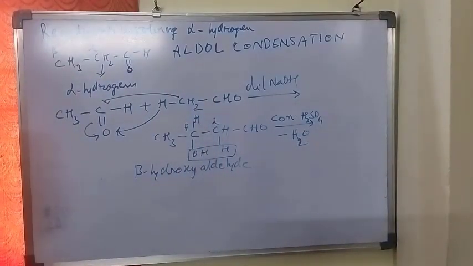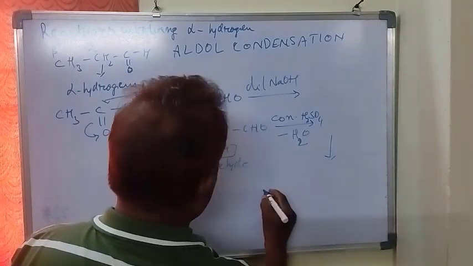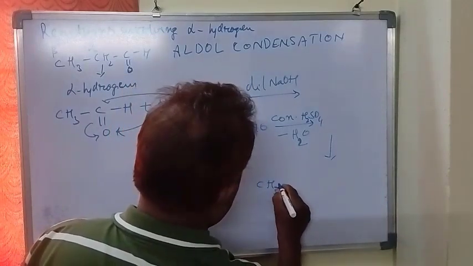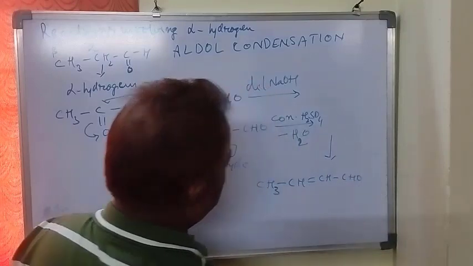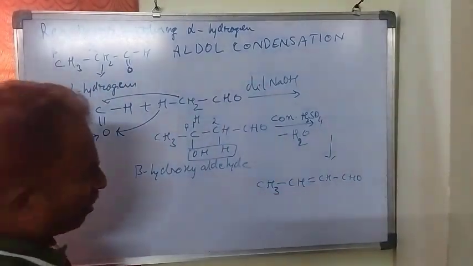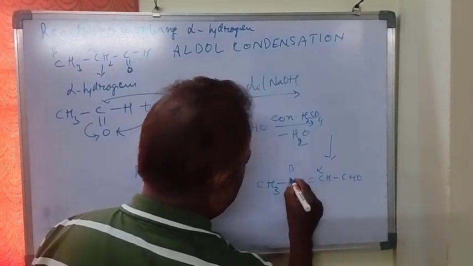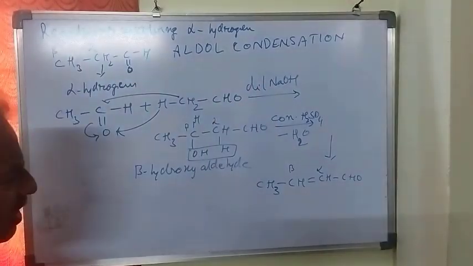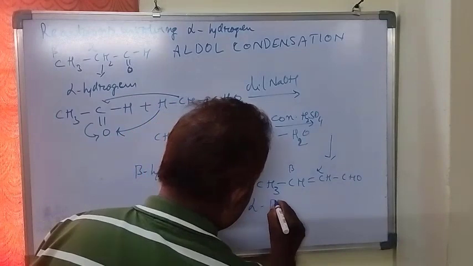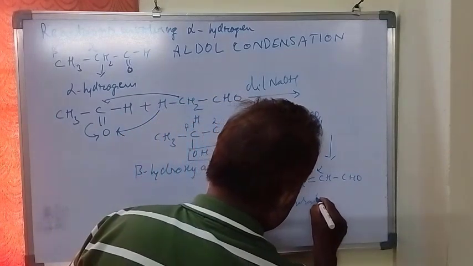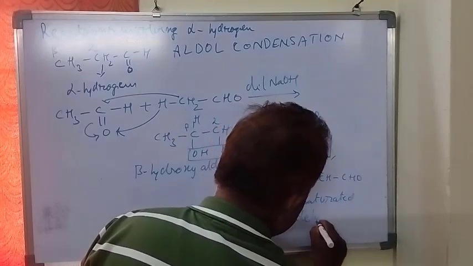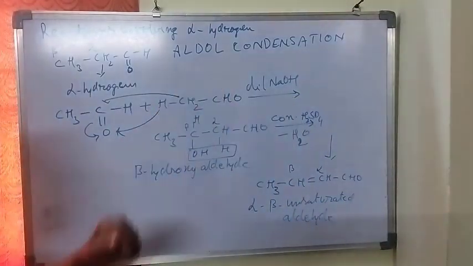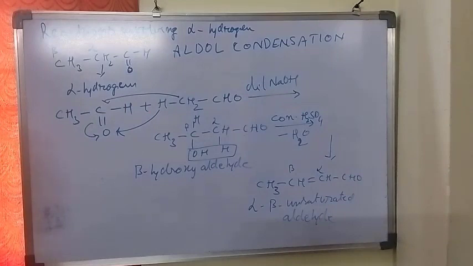If dehydration takes place, what will happen? This becomes CH3, CH double bond CH, CHO. This is alpha carbon, this is beta carbon. In between alpha and beta, unsaturation is there. Therefore, this is an alpha beta unsaturated aldehyde. So this is aldol condensation for aldehyde.